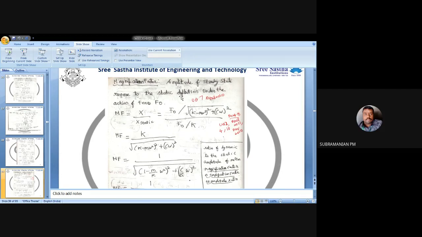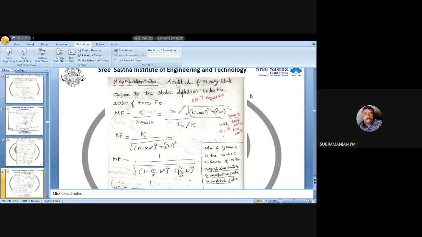Okay, so now you can see magnification factor. What is a magnification factor? Consider a system. We are having a static deflection, and when it's going to be a forced vibration, how far the magnitude will be increased. That is the main thing of magnification factor.